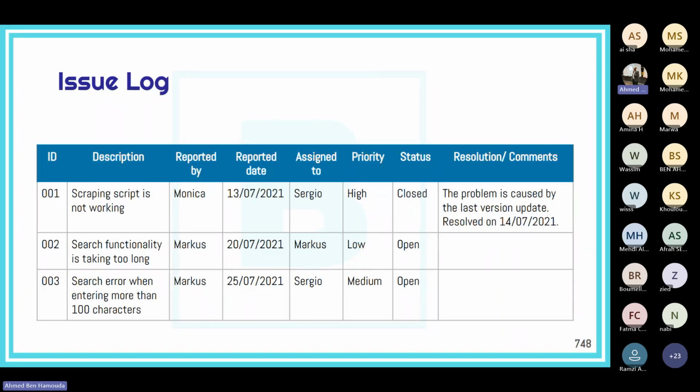This is an example of an issue log. That's when a risk becomes an issue. When a negative risk happens, it becomes an issue. So here we have the description of the issue, who reported the issue, when they reported the issue, who is assigned to resolving the issue, priority of the issue, status, and any comments on the issue. Okay, so that's an example of an issue log.